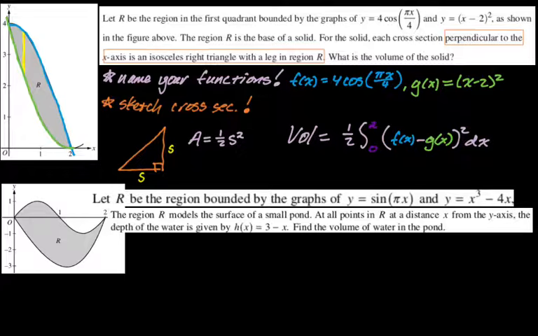Let R be the region bounded by the graphs of y equals sine of pi x and y equals x cubed minus 4x. This is what I was talking about. The region R models the surface of a small pond.